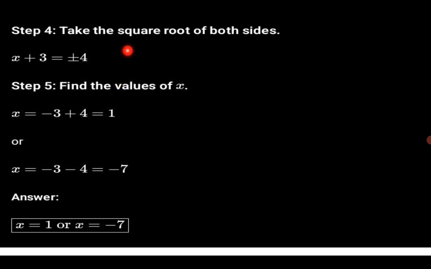Excuse me. So take the square root of both sides. I think I missed a point there. So it will give you x plus 3 equals plus or minus 4. Then find the values of x. To do that, you simply take the positive 3 to the other side. It will give you minus 3 plus 4, which is 1. Another value will be minus 3 minus 4, which is minus 7. So the values of x therefore are 1 or minus 7.